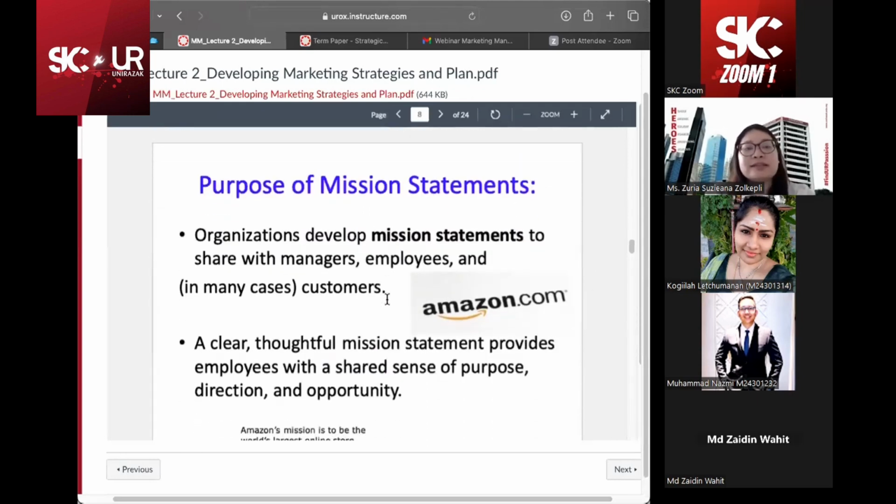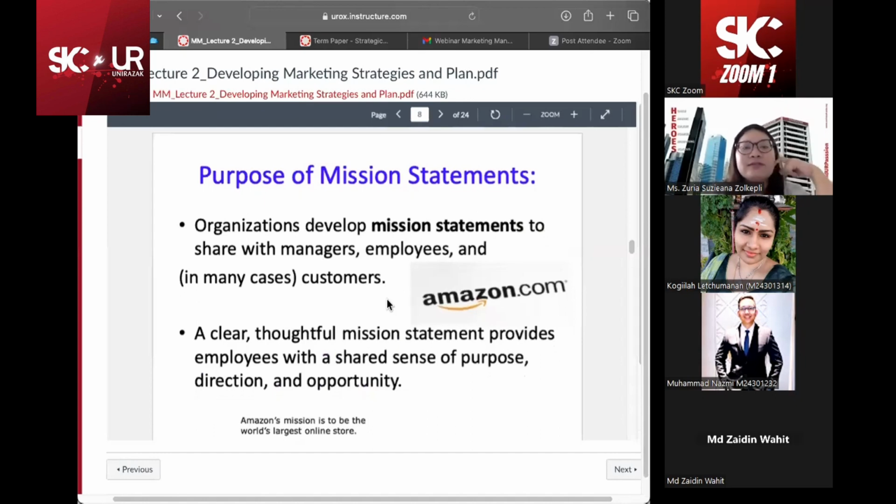Okay, so the first one is the purpose of a mission statement. Organizations develop mission statements to share with managers, employees, and in many cases customers, because this is one of the ways that they communicate to the stakeholders about who they are and what they are doing. A clear, thoughtful mission statement provides employees with a shared sense of purpose, direction, and opportunity. I'm not going to tell you how to write a mission statement. Basically, this is learned in a management subject, like fundamentals of management or organizational management, if you have taken that before.